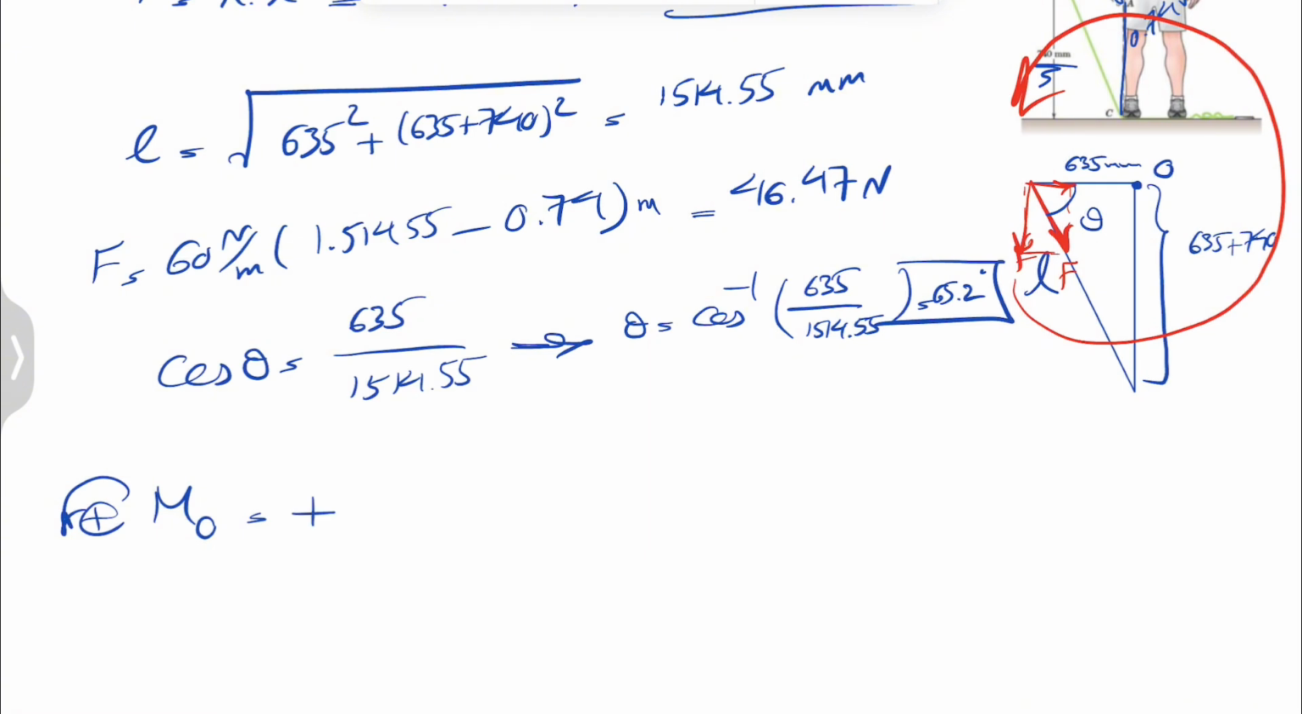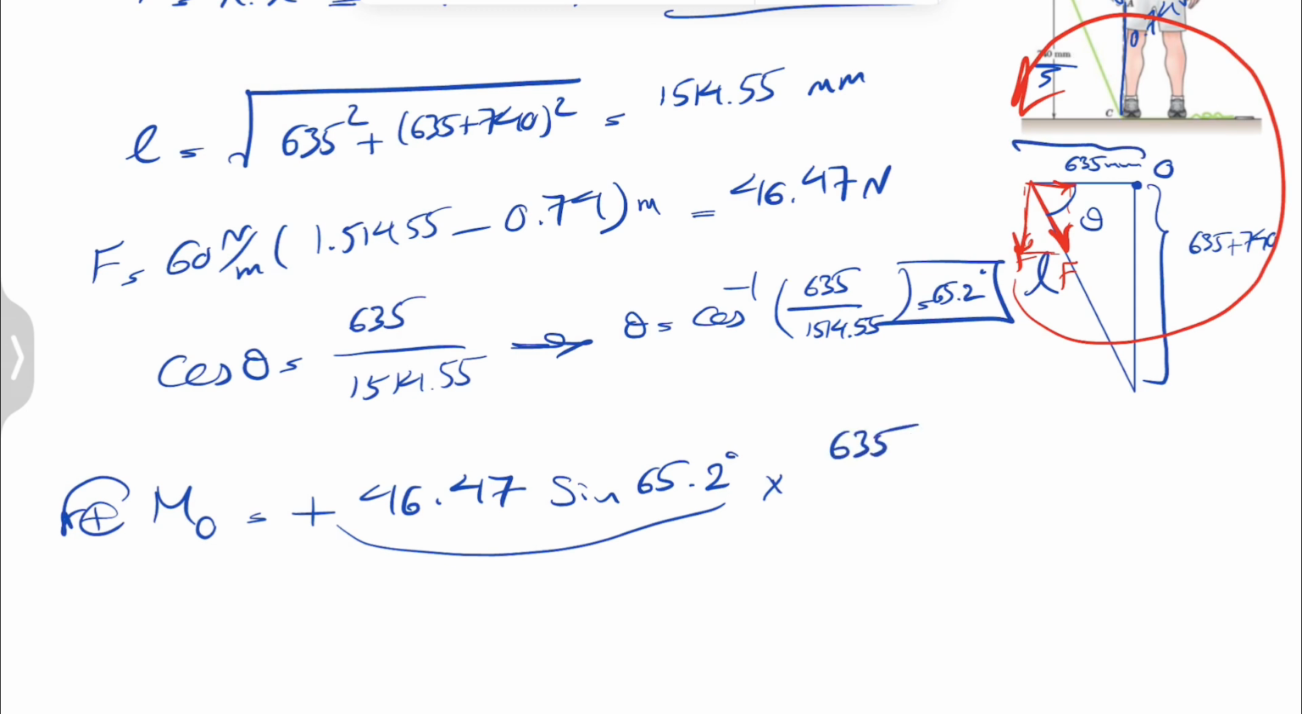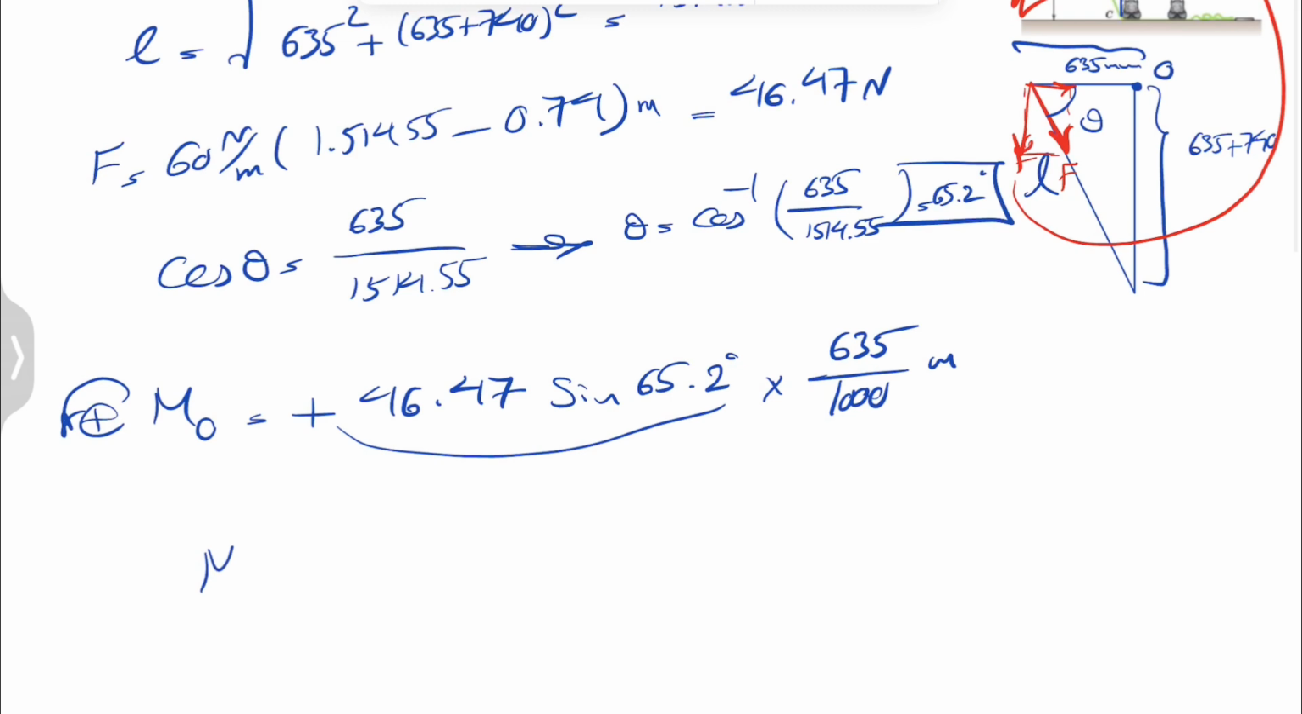And now we should be able to find the moment, counterclockwise positive as always. And as we can see, the moment is counterclockwise, so positive. We can figure out the force, 46.47. That's our F, but we are looking for the vertical component, which would be the sine of theta, so sine of 65.2 degrees, and that would be the F part of our moment. And if we want to find the r, we basically have distance from here to here, which is 635, again divided by 1000 to get it in meter, and that should give us the moment in Newton meter.